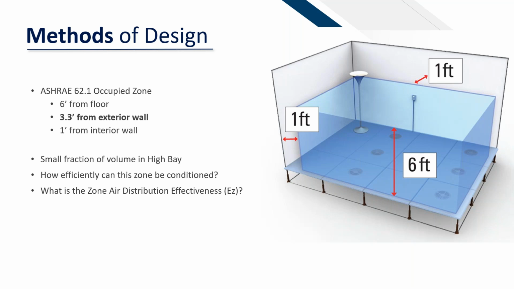As you reduce that fraction of space being occupied zone, you have a lot more challenges because there's a lot more space where you're not as worried about, but you have to get the air through it and into the occupied zone. So considering how effectively you can condition this zone, as I mentioned, stratification is a big one. And then with the zone air distribution effectiveness as well, we can factor into these considerations.